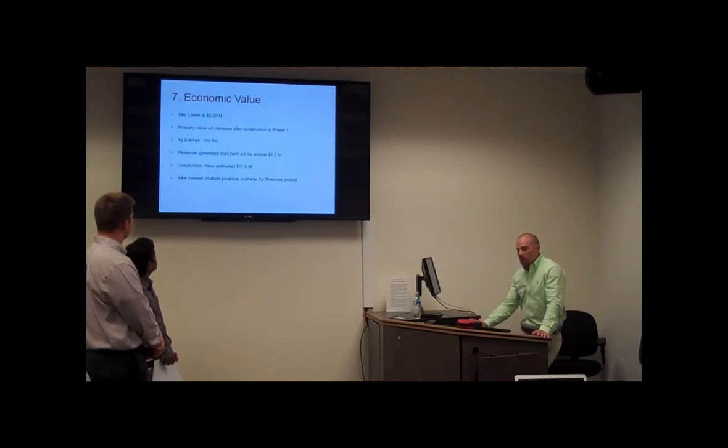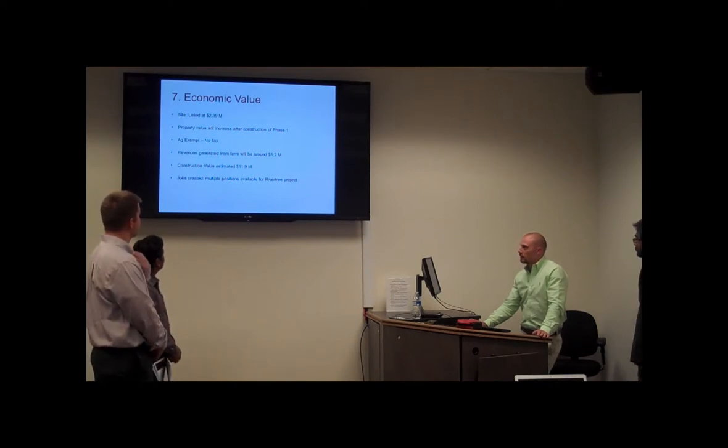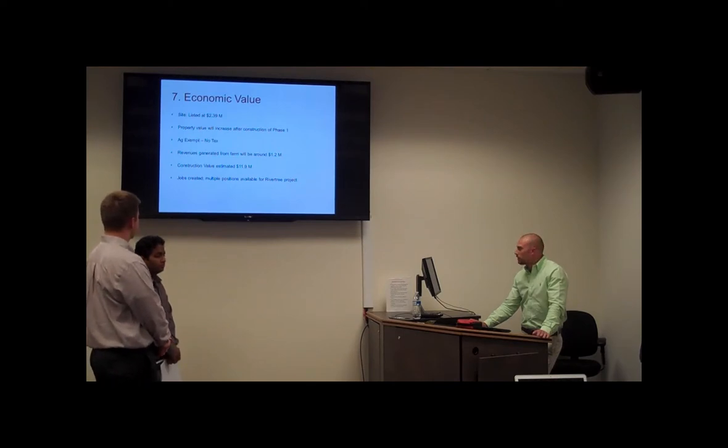The economic value, the site was listed at $2.39 million. Property value will increase after the construction of phase one. If this property is rezoned to a school and will be ag use, there should be no tax. The revenues generated, estimated, will be $1.2 million from the bond provided by RIVERTREE Academy. Construction value will be about $12 million, as Rob and Lakshay described.